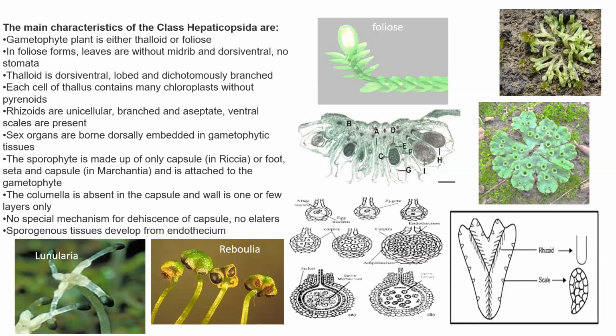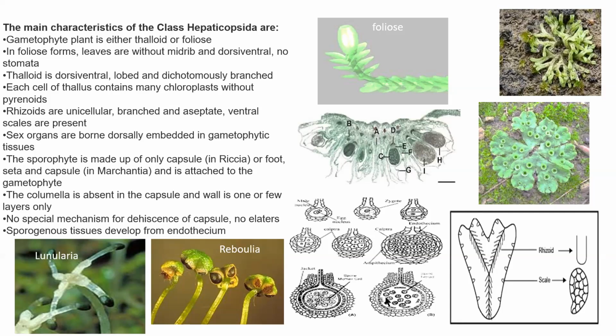Either it will burst irregularly or it will burst out through the opening. You will have an opening with a lid, the operculum; operculate capsules are there, depending on the different genera. So in liverworts, you don't find elaters. Absence of elaters, so there is no special mechanism for dehiscence of the capsule. So it's a very irregular way of dehiscence.